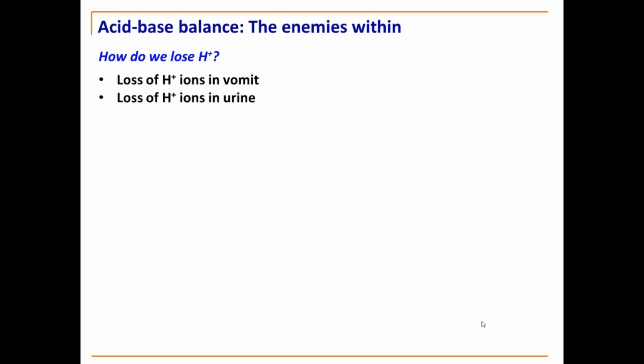So how do we lose hydrogen ions? Well, remembering what's in your stomach. Your stomach has got hydrochloric acid in it, so you will lose hydrogen ions if you vomit. You can also lose hydrogen ions in the urine as well. And so if you're losing hydrogen ions, of course, then you will have less hydrogen, so you will become alkalotic because you're losing the hydrogen ions.